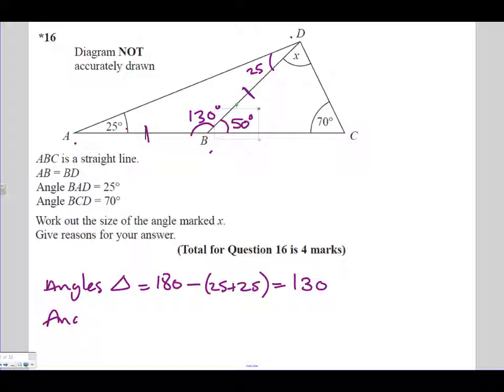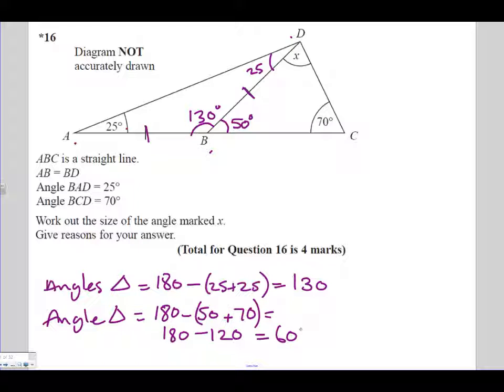Again, the angles in a triangle are 180 degrees, and we know one of the angles is 50 and the other angle is 70. So if we take 120 away from our 180, it tells us that x is equal to 60 degrees. So the marks, 1 mark for getting 60 degrees for x, and probably 1 mark each for working out the other 3 angles within the shape.